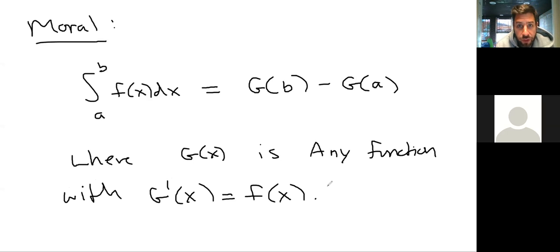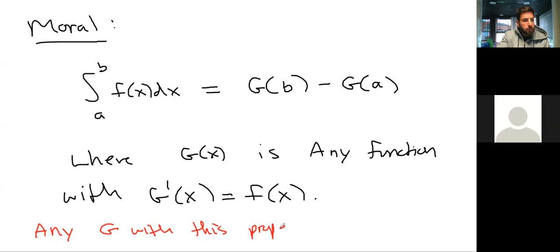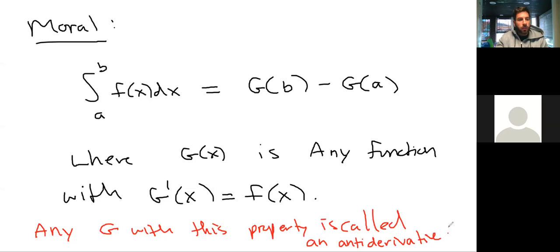So since this type of g is very, very useful, we're going to give it a name. Any g with this property is called an antiderivative. Hopefully you see why, because the derivative with the prefix anti in English, that means opposite.